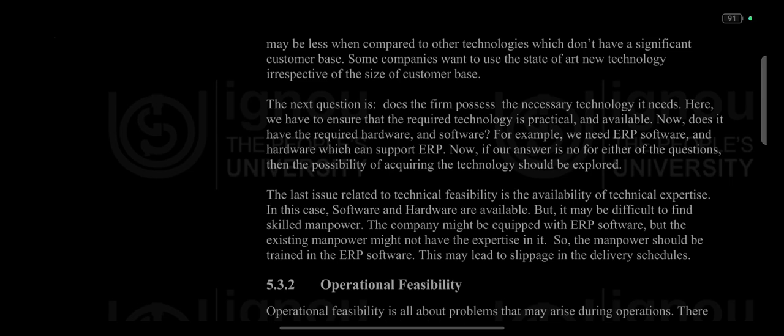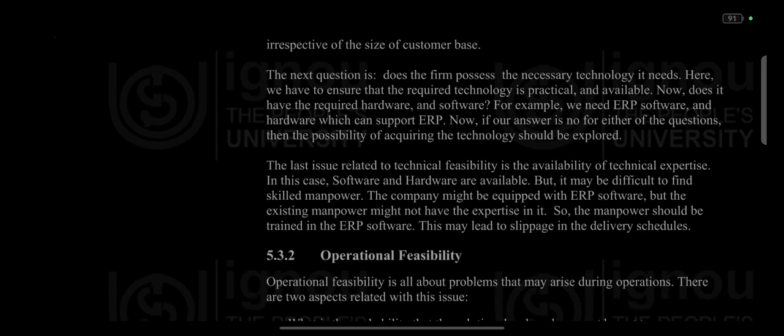The last issue related to technical feasibility is the availability of technical expertise. In this case, software and hardware are available, but it may be difficult to find skilled manpower. The company might be equipped with ERP software, but the existing manpower might not have the expertise in it. So the manpower should be trained in the ERP software. This may lead to slippage in the delivery schedules.